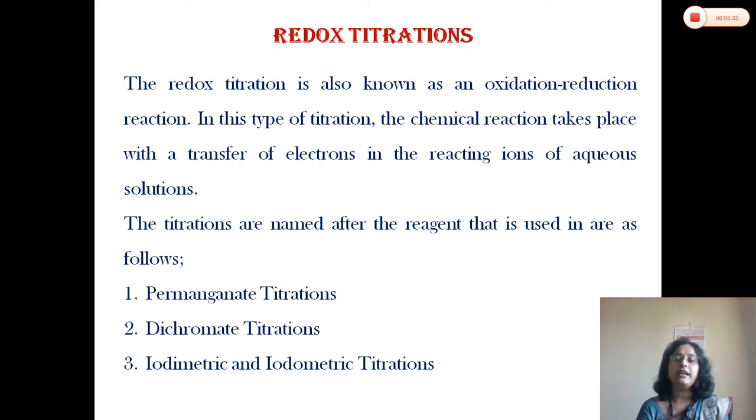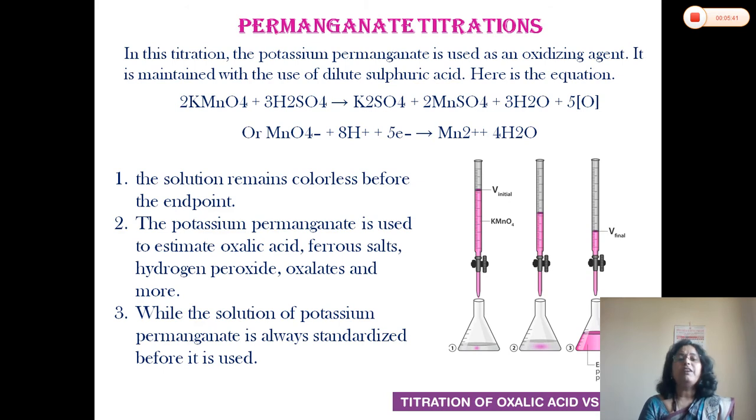There are different types of redox titration which are named after the reagent used in the titration, such as the permanganate titration, dichromate, and the iodometric or iodimetric titration. So the very first is the permanganate titration. In this titration, potassium permanganate is used as an oxidizing agent. It is maintained with the use of dilute sulfuric acid.